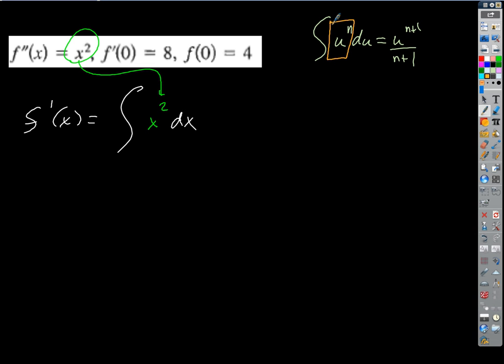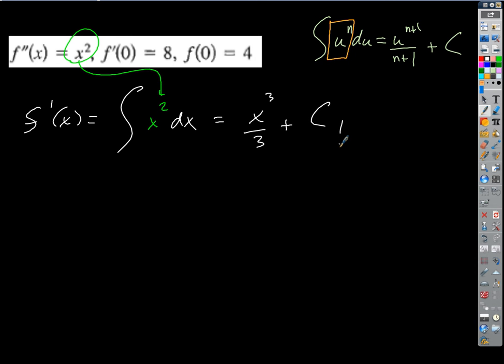And we know that our formula for that is u to the n plus 1 over n plus 1 plus c, right? So the antiderivative of x squared is what? X cubed over 3. Okay, and that makes sense, doesn't it? Because if I were to differentiate x cubed, I'm gonna take the 3 out front, it's gonna cancel with the 1/3, and I get an x squared. So it all works out. So we end up with x cubed over 3 plus, I'm gonna call it c1, some constant.